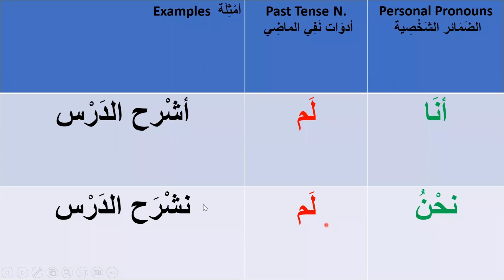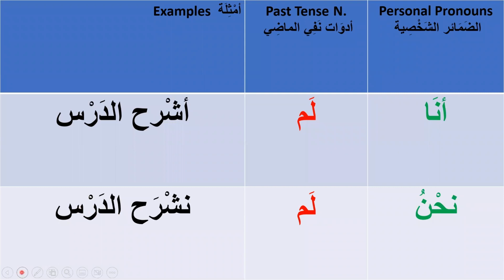نحن لم نشرح الدرس. We did not explain the lesson. You have the definite article, alif lam, as we talked about earlier. الدرس, so dars is lesson, but darasa is to study. Dars, with ra having a sukun, is the lesson, which is the noun.